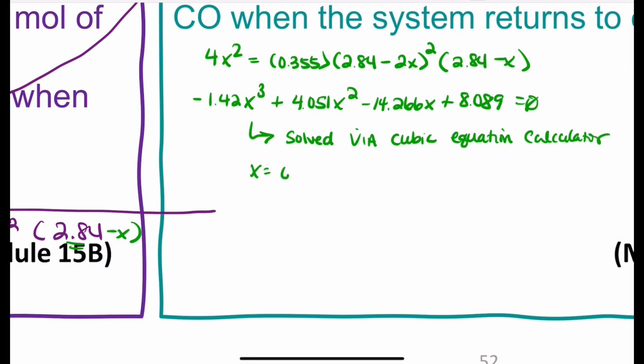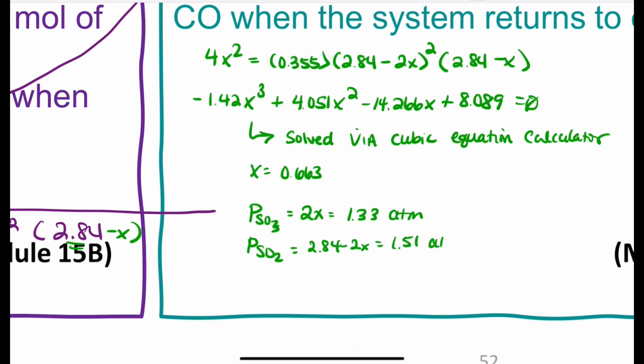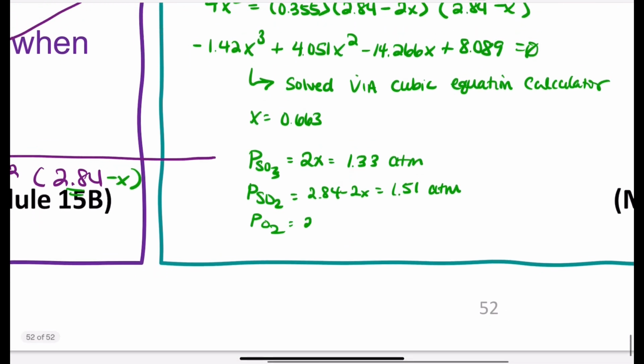And I got an x value of 0.663. So plugging that in, my pressure of SO3, sulfur trioxide, is equal to 2x at equilibrium, so 1.33 atmospheres. My pressure of SO2, 2.84 minus 2x at equilibrium, gives me 1.51 atmospheres. My pressure of O2, 2.84 minus x, gives me 2.17 atmospheres.